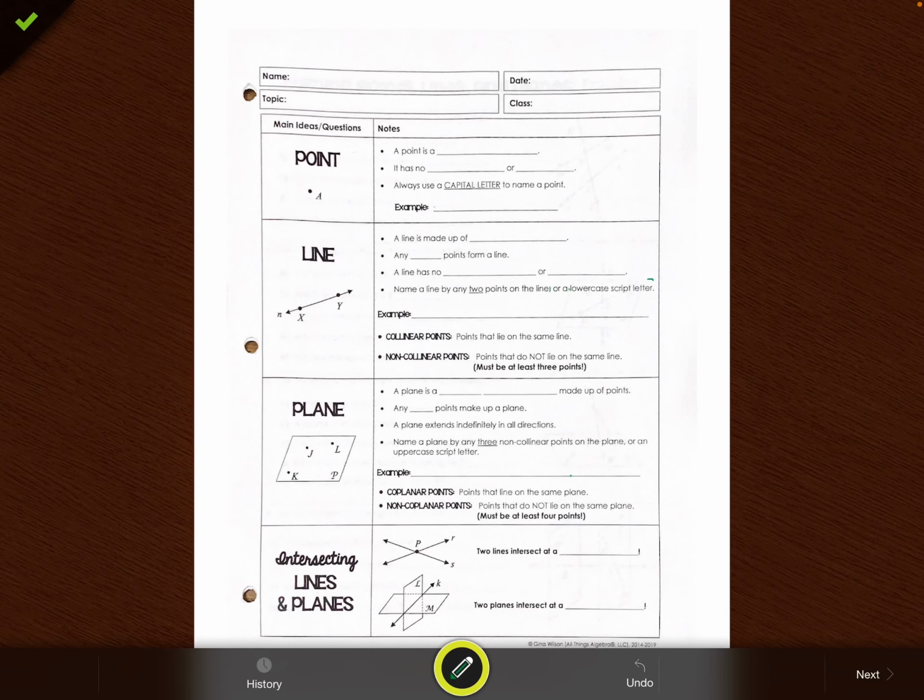Hey everybody! Today we're going to talk about the basics of geometry. We're going to be looking at a few definitions that we'll need going forward. And so let's get started.